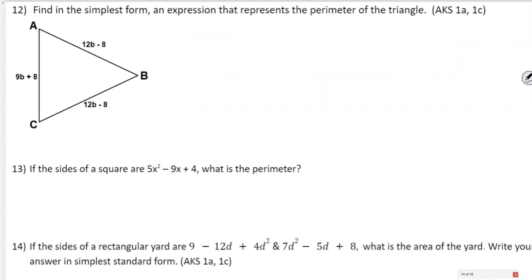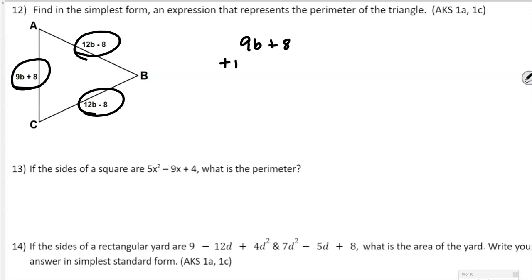Okay, so this next one says, find in simplest form the expression that represents the perimeter of the triangle. So we just have to do what? Perimeter means the distance around the outside of an object, right? So aren't we just going to add these three sides together? We are. So we got 9b plus 8 plus 12b minus 8 plus 12b minus 8.